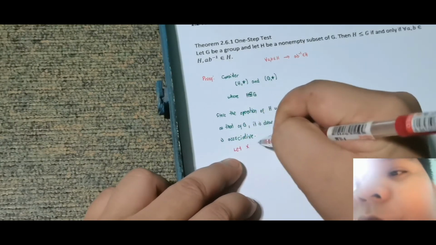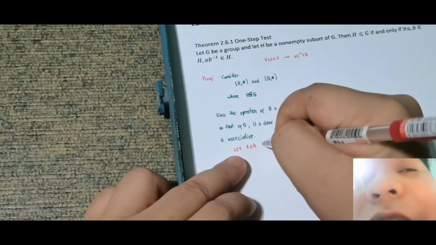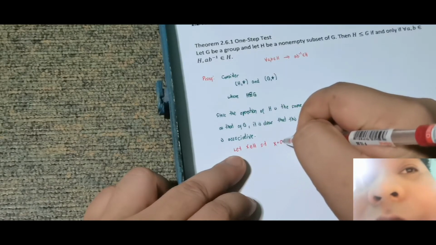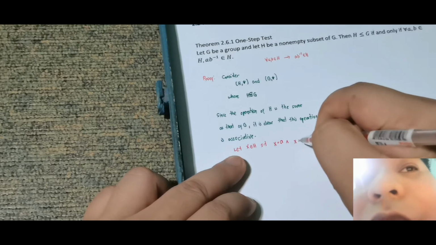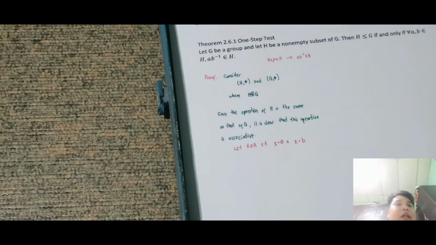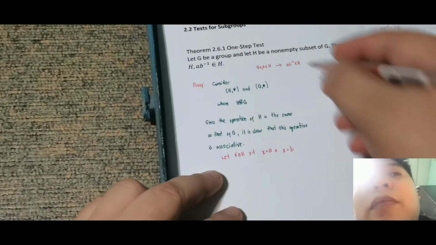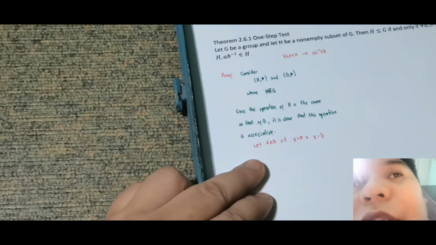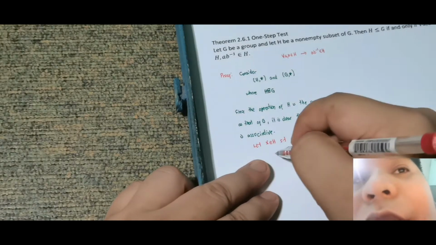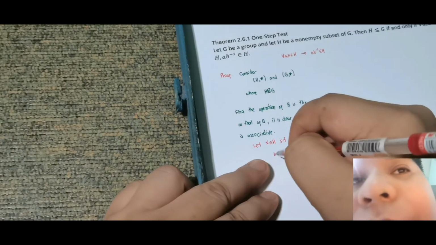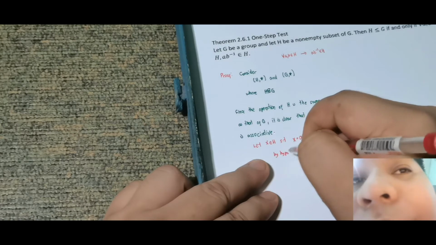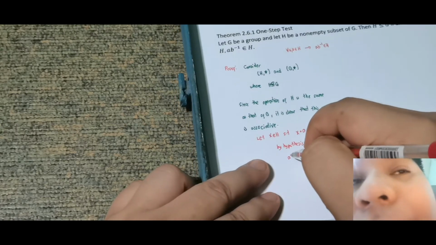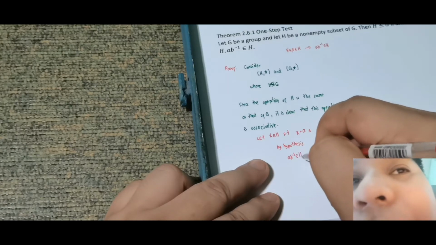So let x be an element of H such that x is equal to a and x is equal to b. So I assume that it is two things. Now, by hypothesis of our theorem, we have a b inverse is an element of H.